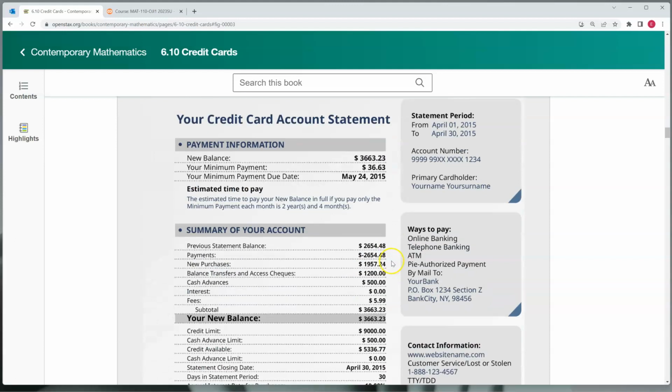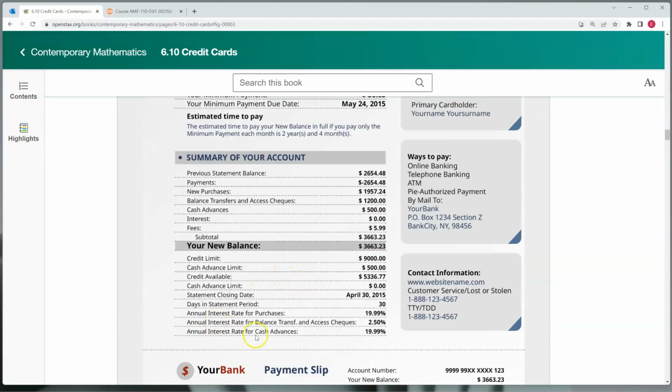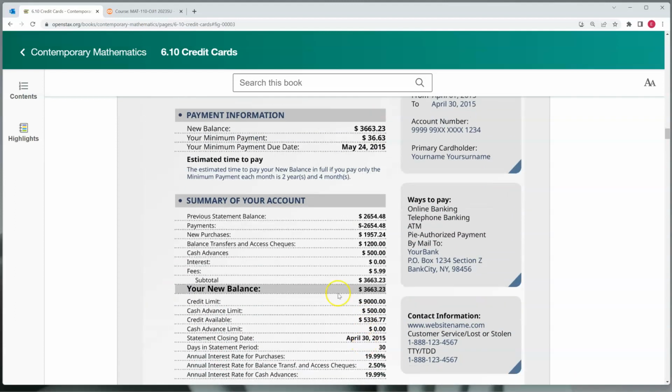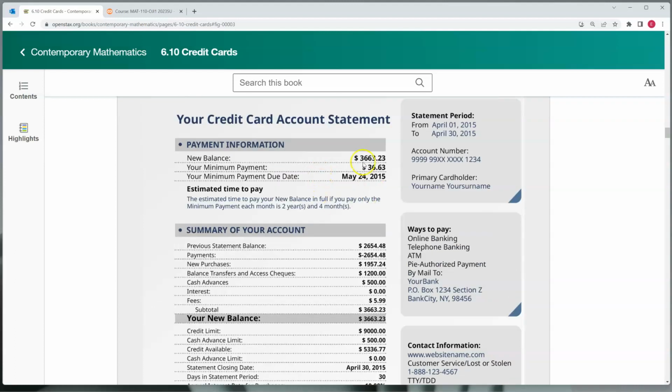And if we go down and ask what length of time it is going to take to pay this off, that should be in this statement. And so, right here it is, estimated time to pay your new balance. If you only pay the minimum payment, it's going to take you 2 years and 4 months to pay this off. And that's kind of crazy. If you pay about $36 a month, and that's going to go down because the principal is going to go down, it's going to take you 2 years to pay that off, which is a lot.